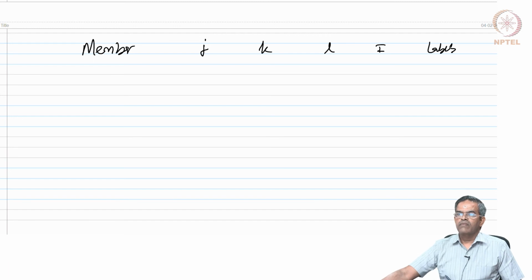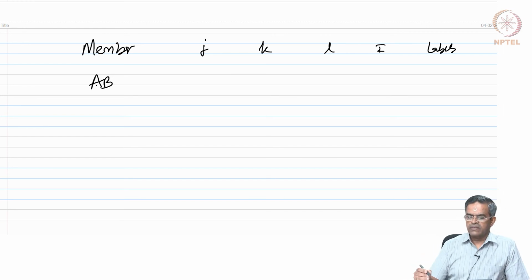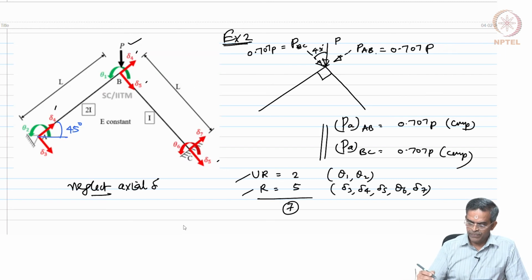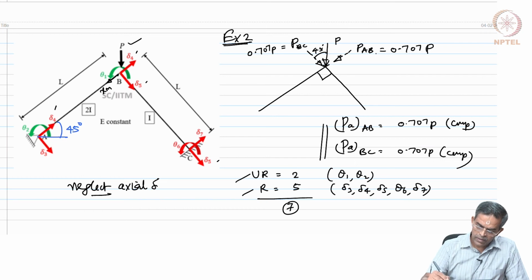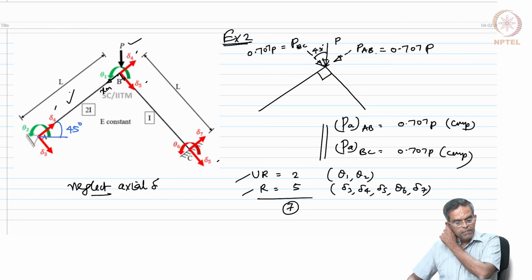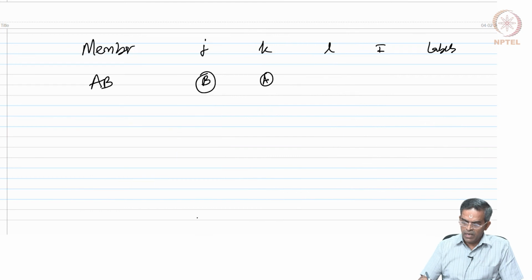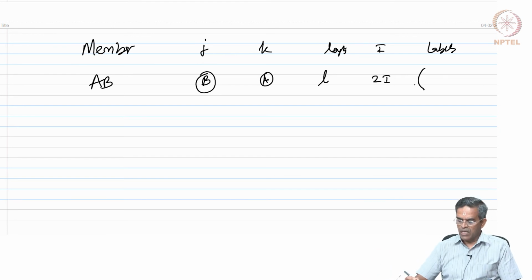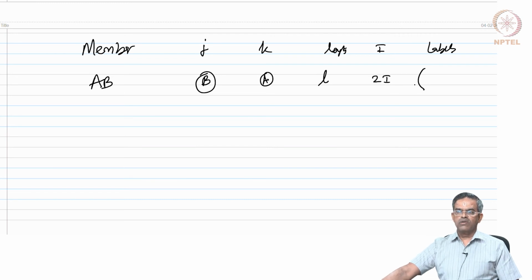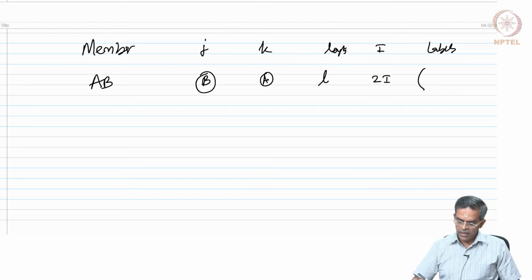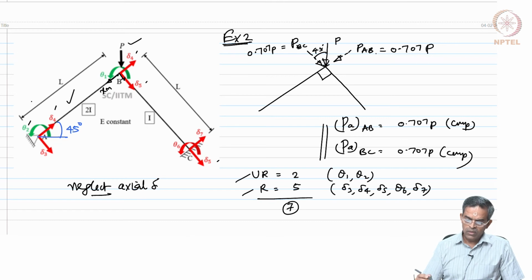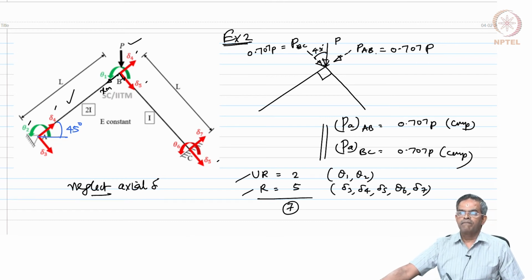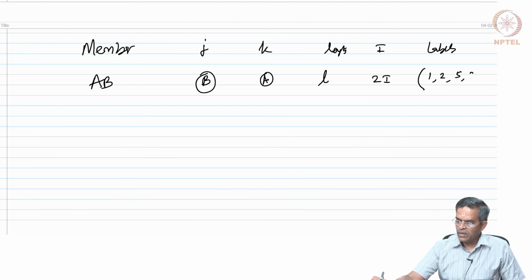Let us say for the member AB, I am going to say the jth end is at B and the kth end is at A. So, this is my xm and this is my ym for the member AB. The length of the member AB is L, and the moment of inertia is 2I, is it not? Let me mark the labels for the member AB: rotation at J, rotation at K, displacement along positive Y at J and at K. So, the labels should be, strictly speaking, 1, 2, 5 and 3.